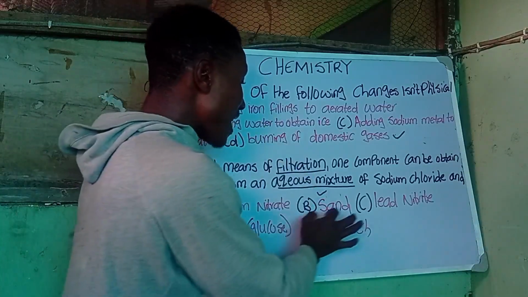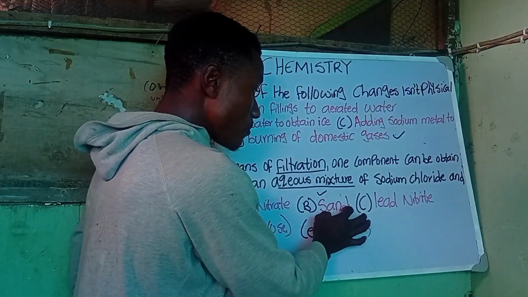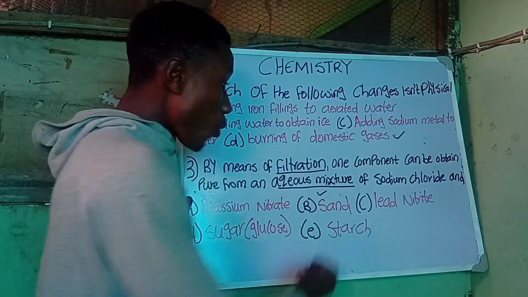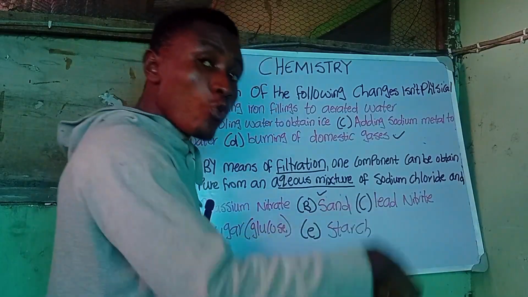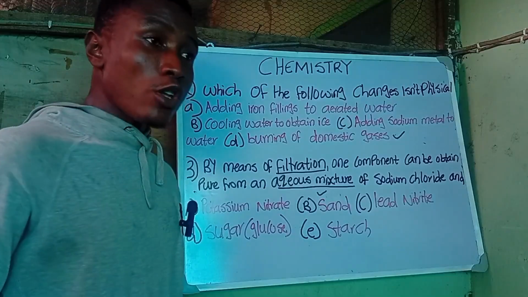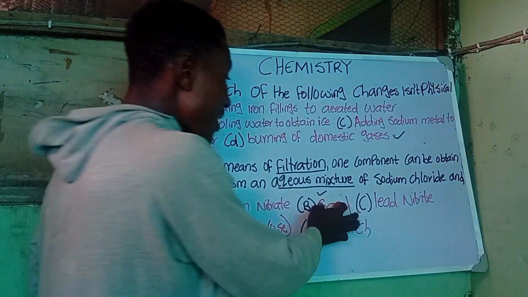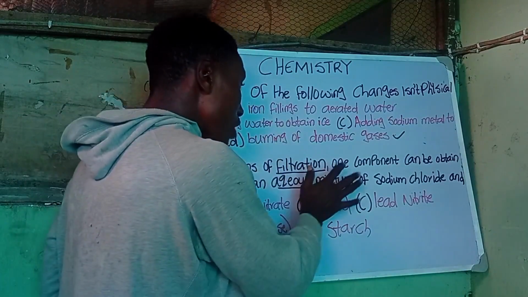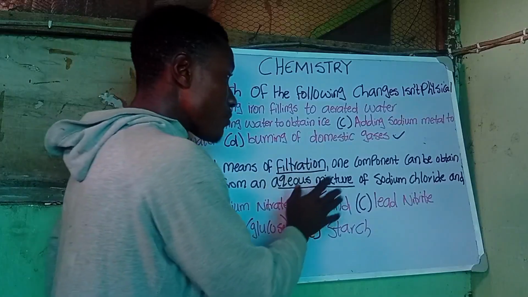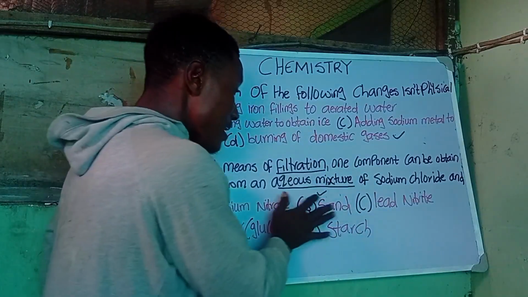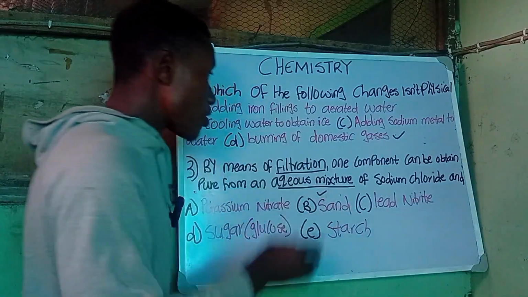So at this particular point in time, the sand here is a solute, the sand here is a solid. Sand cannot dissolve in water. So just by using filtration, which is the separation of insoluble solutes from a solvent, we can easily get back our pure sand. That is why the means of filtration, which can be used on an aqueous mixture of sodium chloride and sand, is filtration. So sand is the correct answer. Let's move on to question number 4.